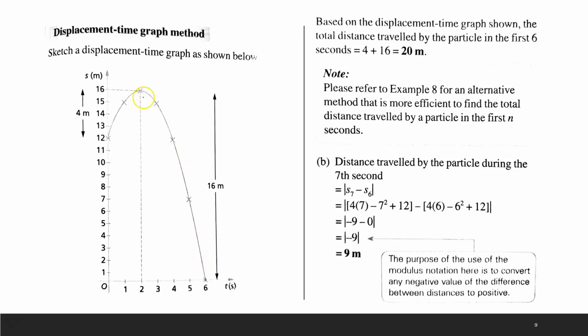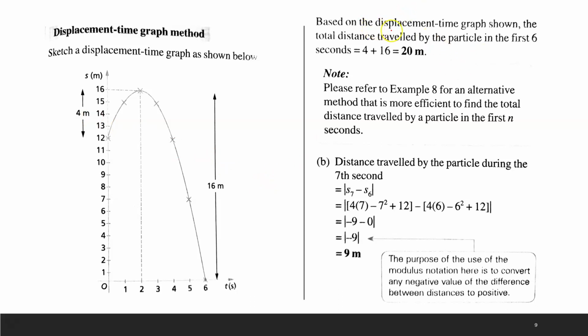Okay, tu maksud dia yang ni. Tengok sebelah sini, kalau you bagi dua, di sebelah sini 16 meter. Ini kan yang maksimum kan? Dia yang maksimum paling tinggi. So, yang sebelah sini ada 16 meter. Yang sebelah sini pula ada 4 meter. So, kita tambahlah 4 tambah 16. Itu adalah dia punya total.